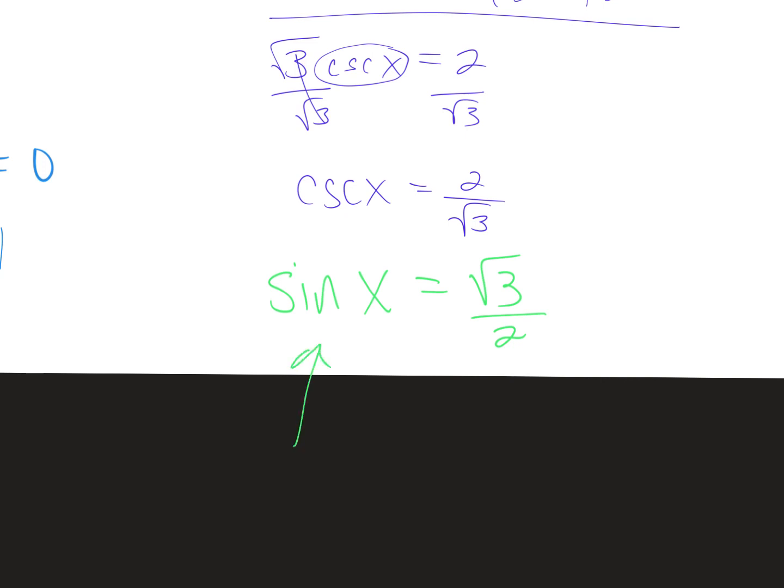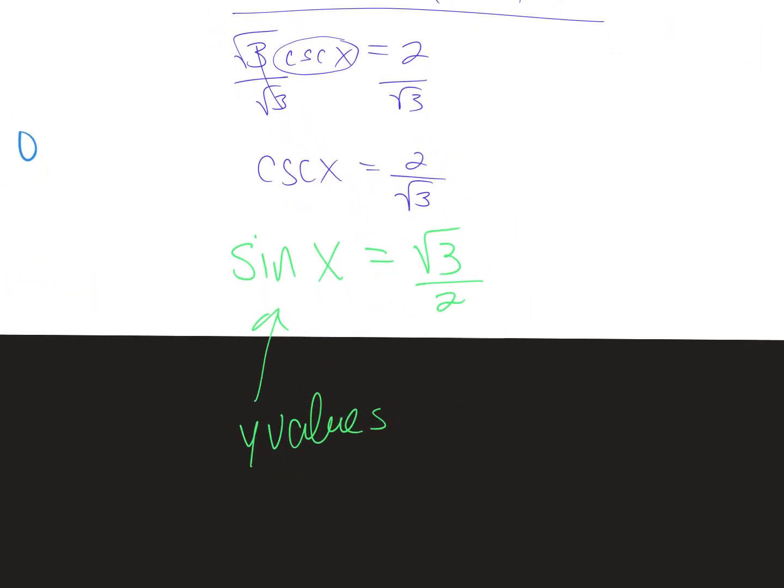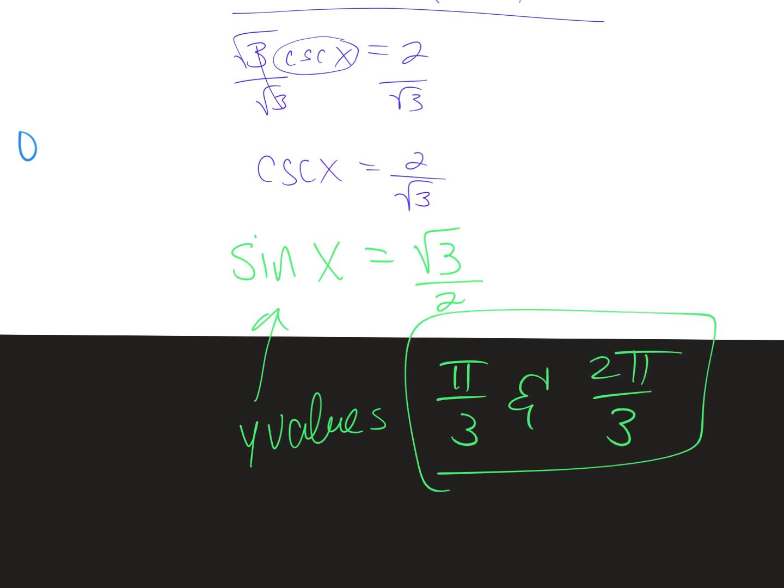So sine is y values. So where are the y values, guys? Positive root 3 over 2. Pi over 3, and where else? 2 pi over 3. Is it 2 pi over 3? Okay. So there would be your answer. Your answer is always going to be in radians, whatever the angle measure is on the unit circle in radians.